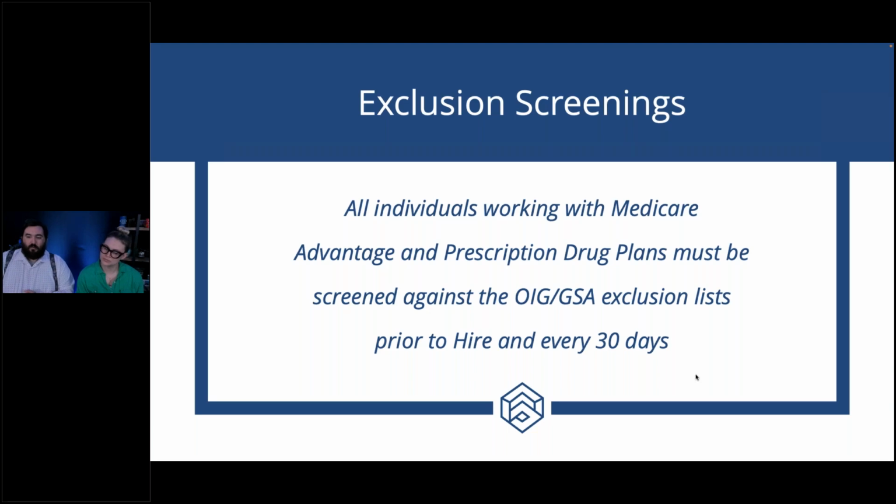These are people who, for various reasons, are not allowed to receive any payments from the federal Medicare program, usually due to things relating to fraud or other financial crimes against the Medicare program. So any staff that you hire has to be screened against those lists before you hire them, and every month, every 30 days. So you need to be screening those, saving those on file for 10 years.